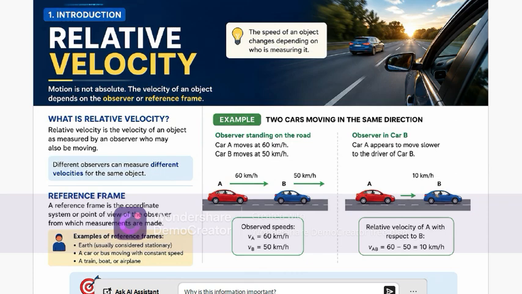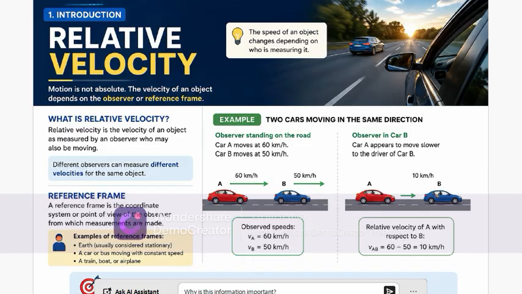Welcome everyone again, and in today's video we are going to talk about relative velocity. Relative velocity is just the velocity of an object as measured by an observer who may also be moving. Here we are just trying to relate the velocities of two objects, but in relation with the observer, the one who is observing. Different observers can measure different velocities for the same object.